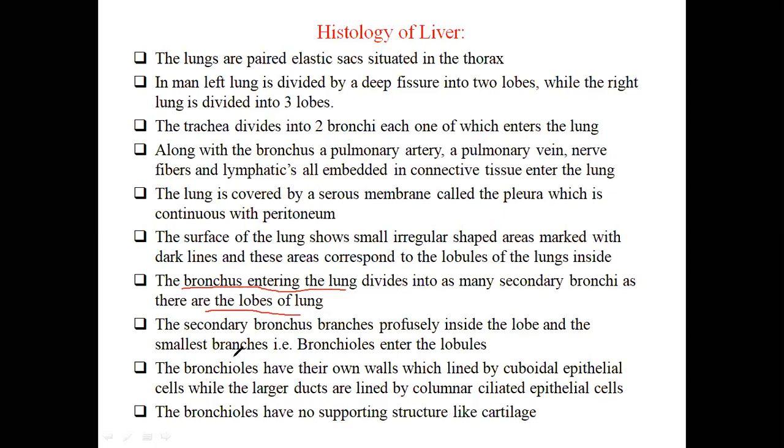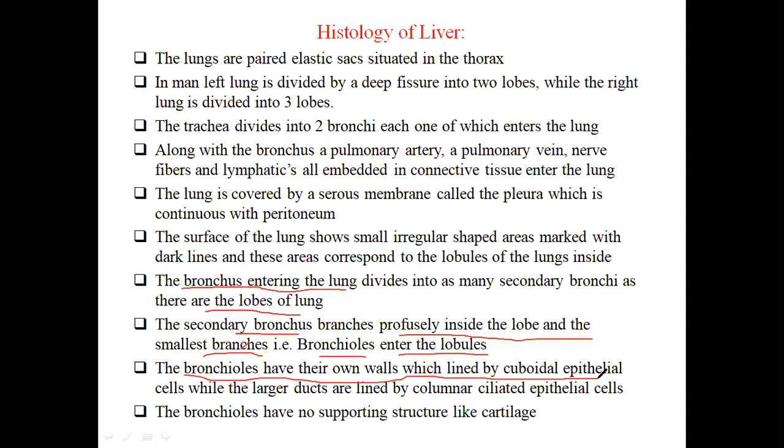So the secondary bronchus, here you can see, branches profusely inside the lobe, and the smallest branch, see, आत्ताच मी तुम्हाला told you that the smallest branch is called bronchiole, enters into the lobule or alveolar sac. So these bronchioles, see here on the next line, have their own walls which are lined by cuboidal epithelium. So the bronchioles wall is lined by cuboidal epithelium.